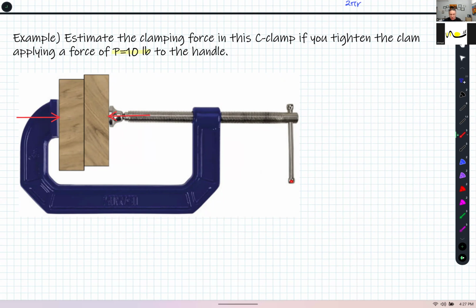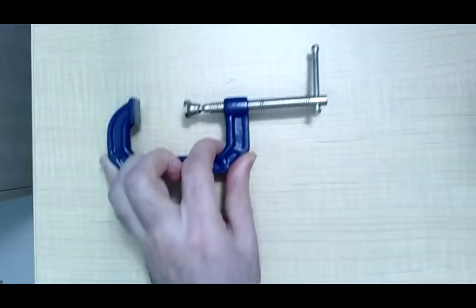All right, so I need to do some measurements. Suppose I can find a similar C-clamp. Let me briefly stop sharing my screen and switch to the other camera.